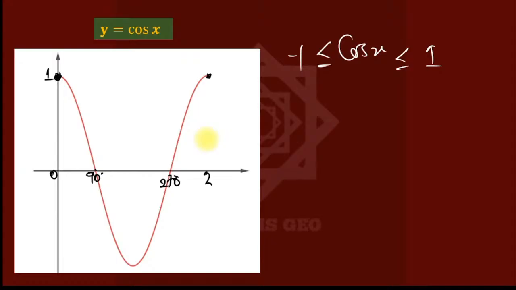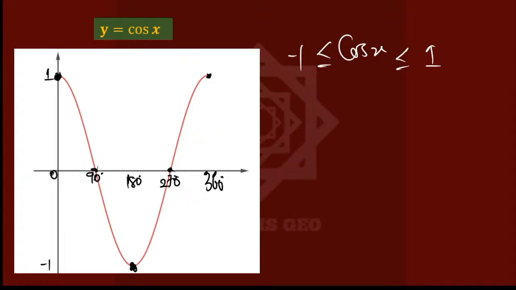If you trace them, cos 180 is -1, so here is -1, at 180. So these are the most important points on this graph. So we'll sketch that.